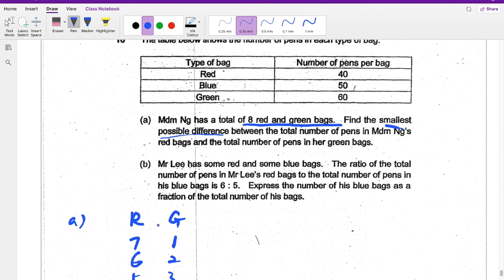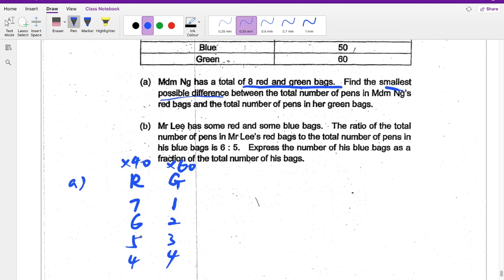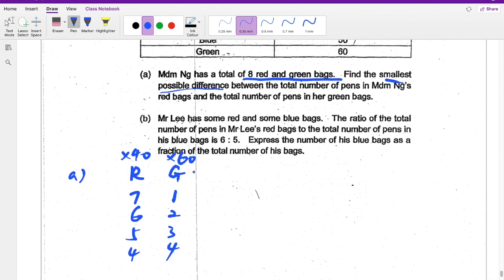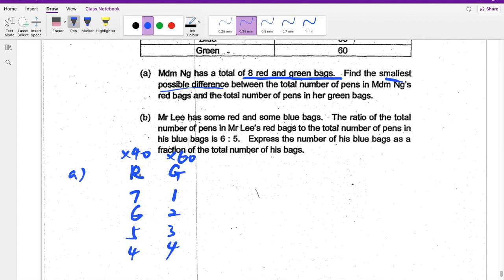So here we see that if we want to find the smallest possible difference, it means that the red times 40 and the green times 60 are close to each other. So the minimum difference could be 0, if the number of red bags times 40 equals the number of green bags times 60. In this case the red bag count should be slightly higher than the green. Otherwise, if there are more green bags than red bags, since each green bag already has more pens than a red bag, the difference will be much larger.